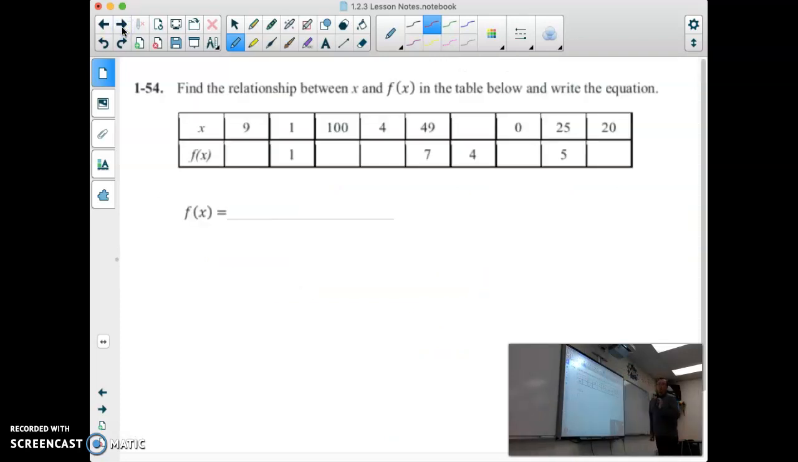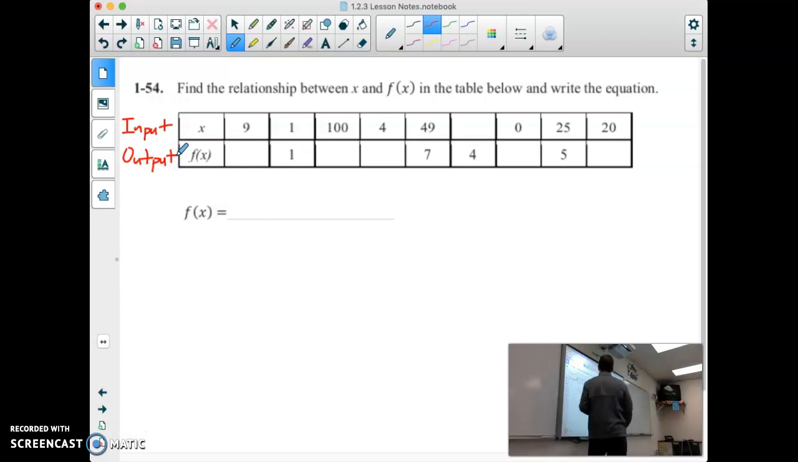So in 54, I'm going to let you work through this one on your own. What I want you to do is find the relationship between x and f of x in the table below and write the equation. So again, this top is our x values, this is our input. f of x is our output.